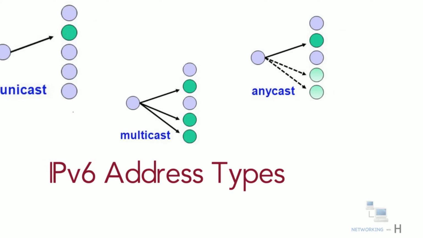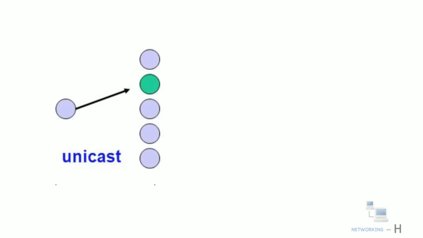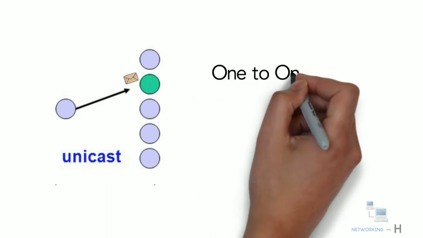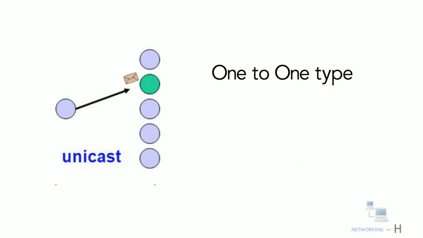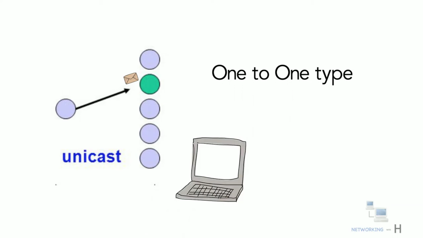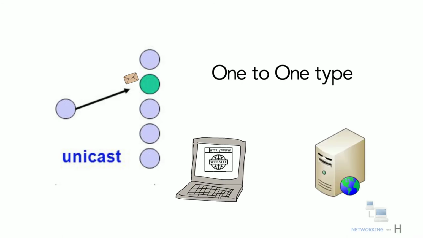Unicast is a term used to describe communication where a piece of information is sent from one point to another point. Unicast is a one-to-one type of network communication. In this case, there is just one sender and one receiver. For example, let's take browsing a website where web server is the sender and your computer is the receiver.